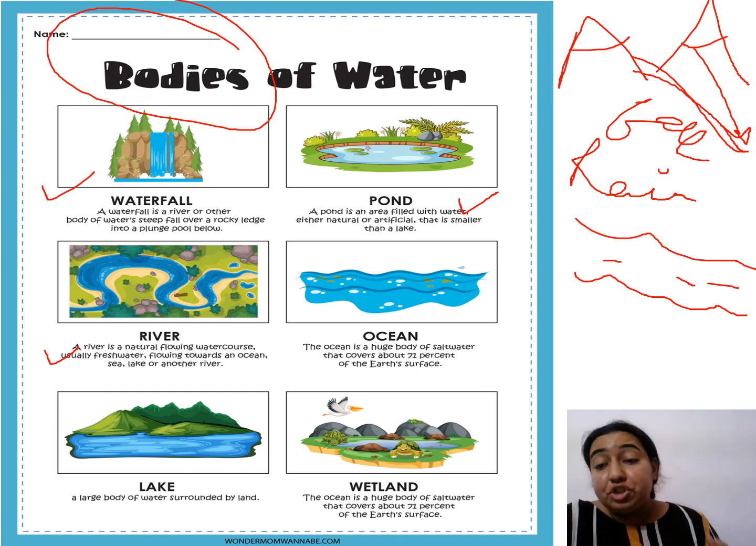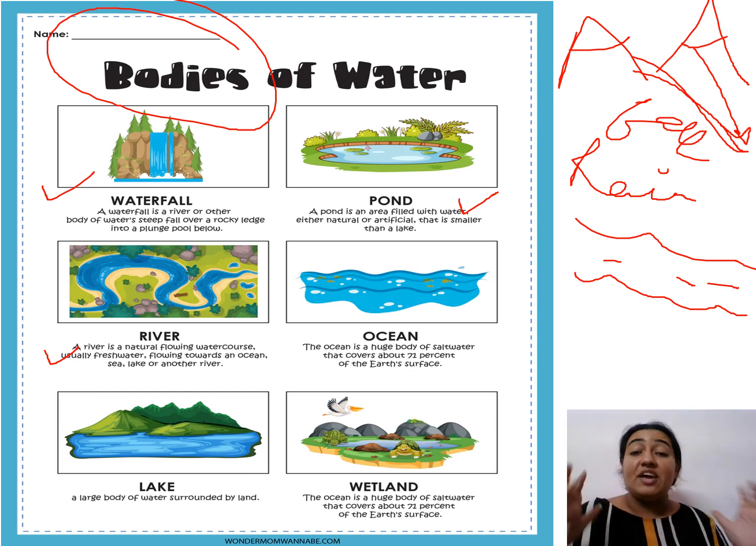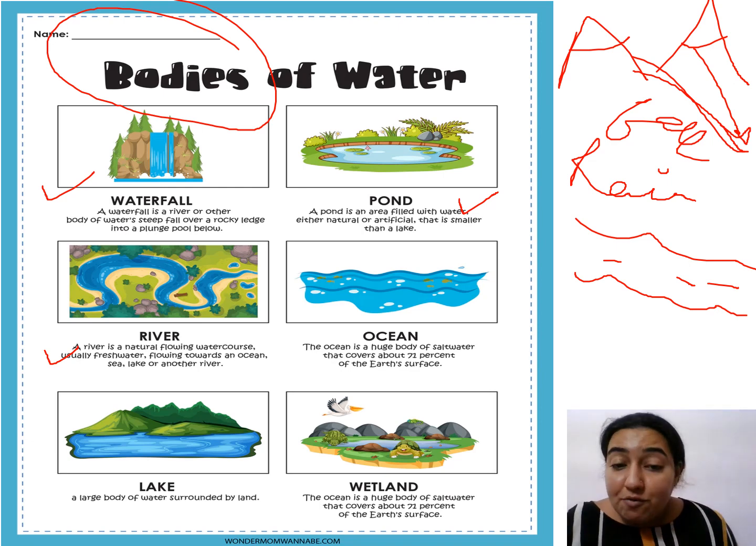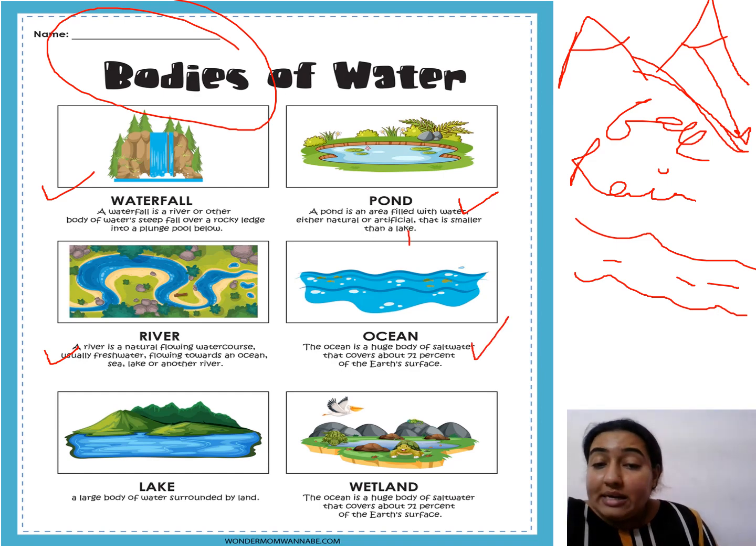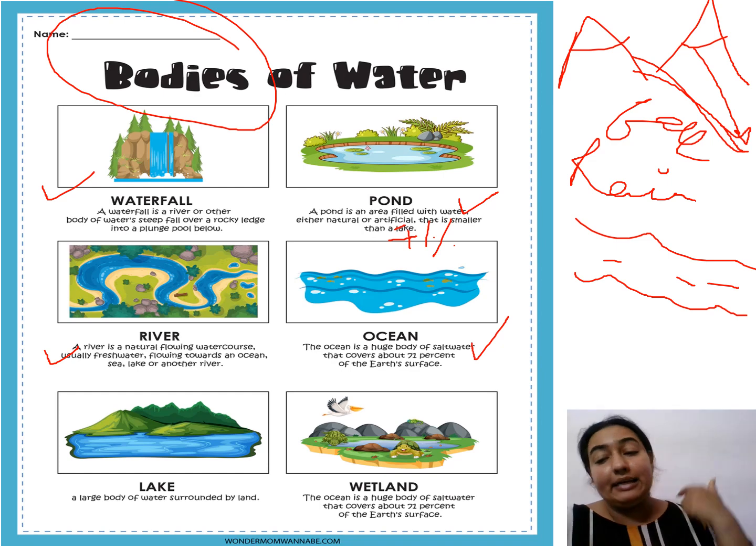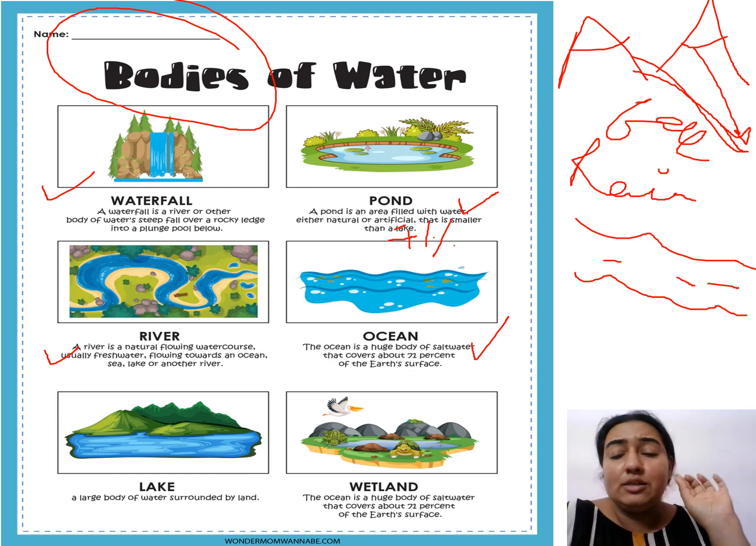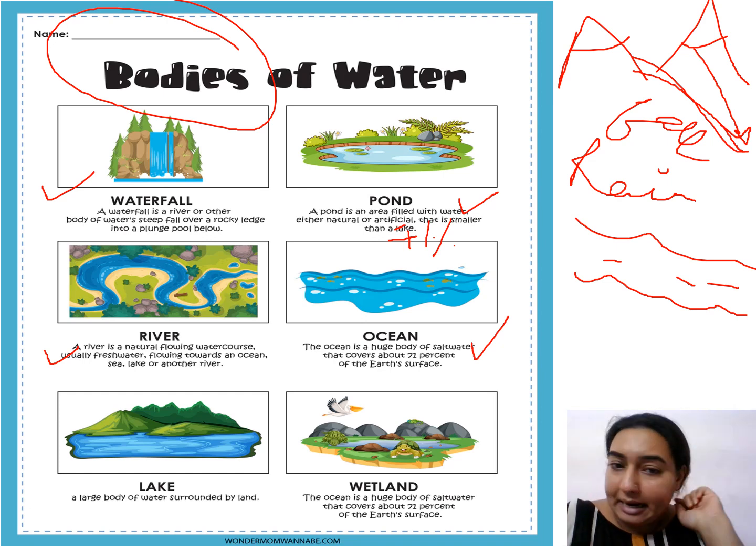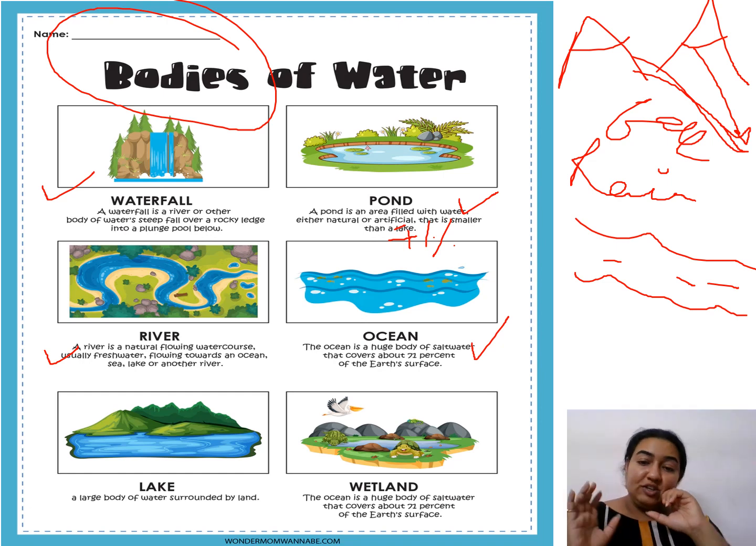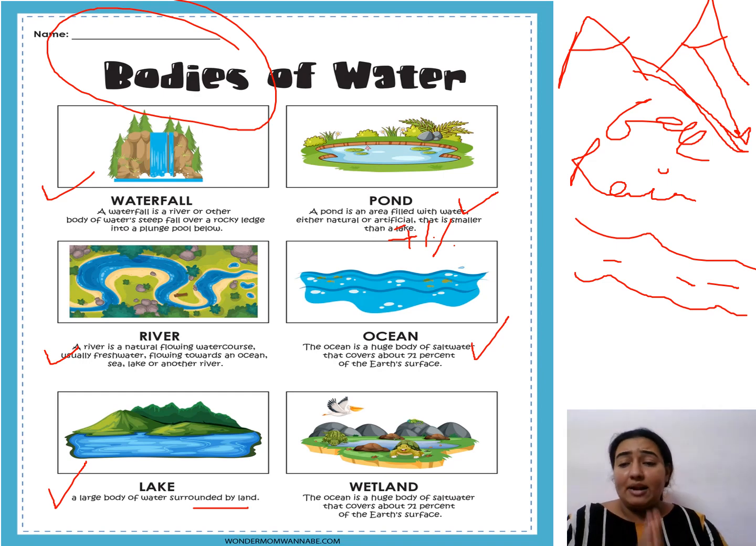Ocean. Now an ocean is just like a river, but it is a very huge body of sea water that covers about 71% of the earth's surface. So 71% of the earth's surface is covered with oceans. And after this session, you think and tell me which are the major large oceans that are present in India. Lake. Lake we just discussed, just like a pond, a lake is also a large water body which is surrounded by land. L for lake, L for land, so that is known as a lake.